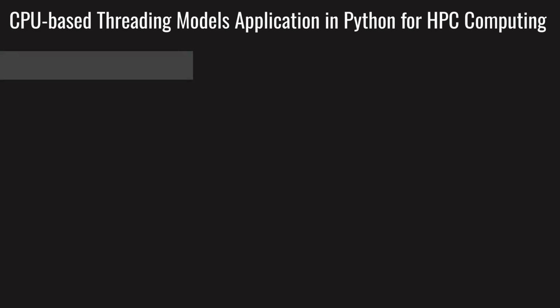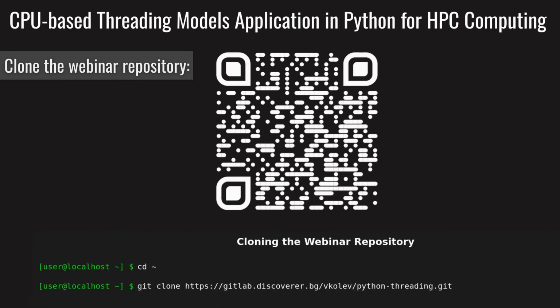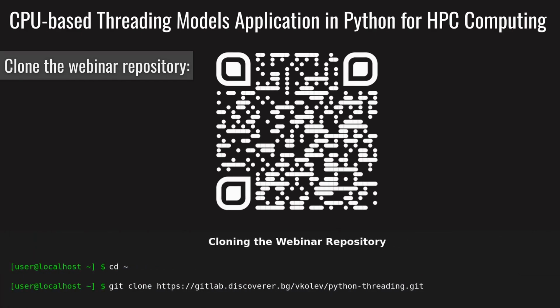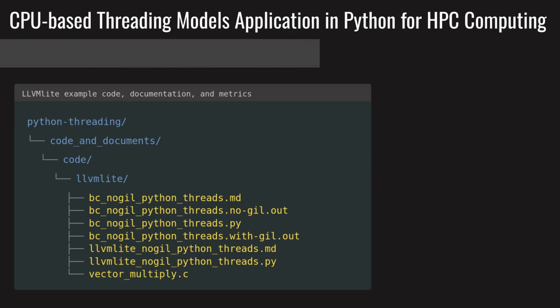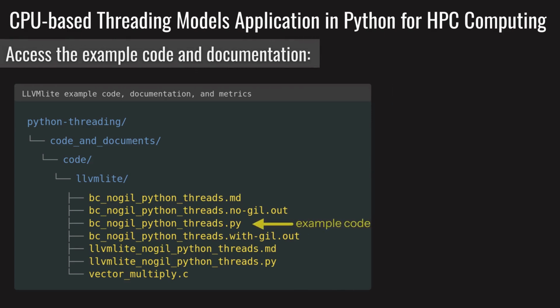Before running the examples and collecting the metrics for analysis, we remind you of the location of our webinar repository. You should clone the webinar repository locally on your desktop system if you want to run the examples or read the documentation. The displayed file tree shows the location and names of the example code, developer documentation, and example metrics collected during the execution of the example code. In the same folder is the external C code and some homework for you.